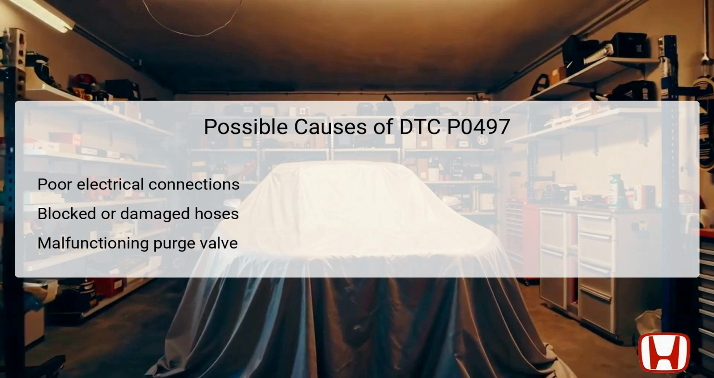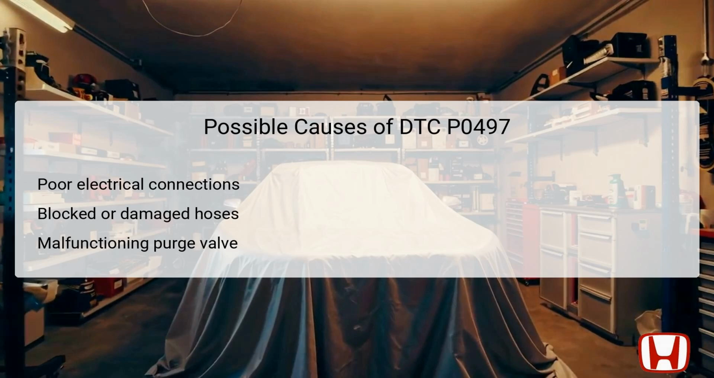Several potential causes of the DTC P0497 should be considered during the diagnostic process. One common cause is poor electrical connections at critical components like the FTP sensor or the purge valve, which can lead to inaccurate readings or system malfunctions.